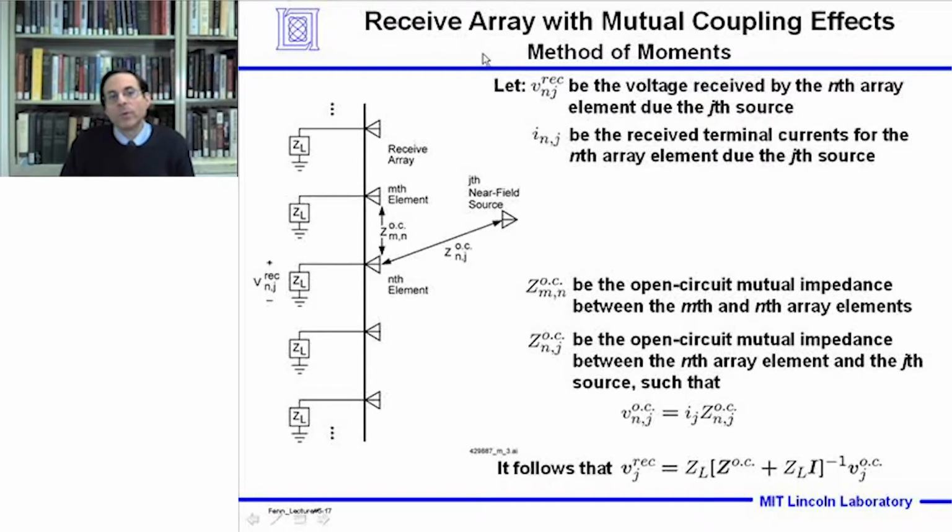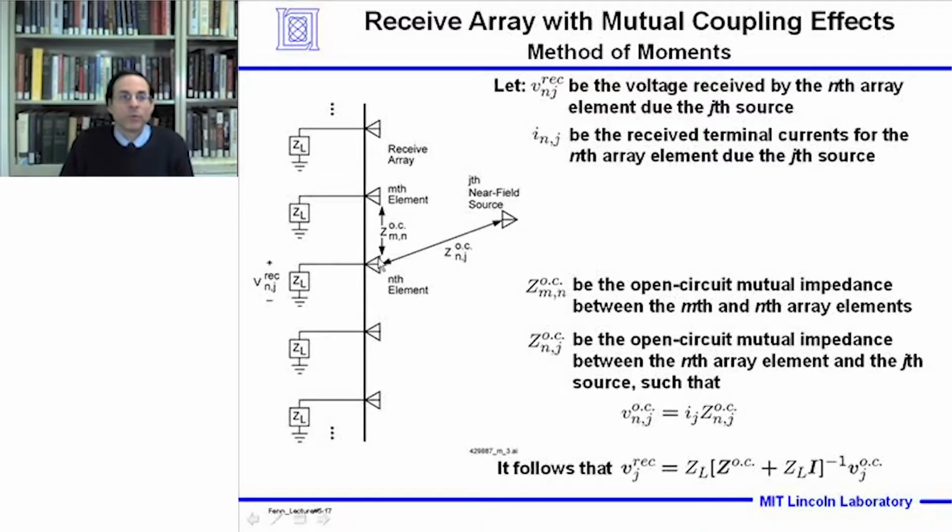This slide shows how we do the analysis. Consider a receive array with mutual coupling effects analyzed by the method of moments. Here's the receive array. Each of the elements has a receiver behind it. And what we want to do is, in this case, simulate or calculate the received voltage at each receiver element due to a near-field source, which can be jamming or clutter or target.